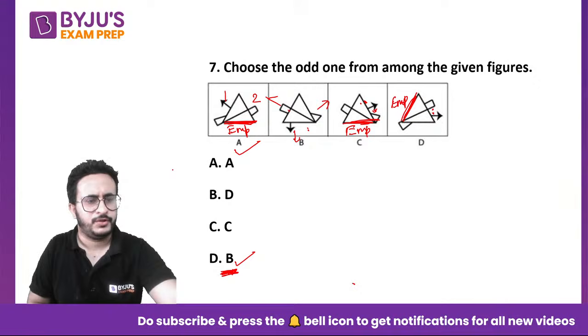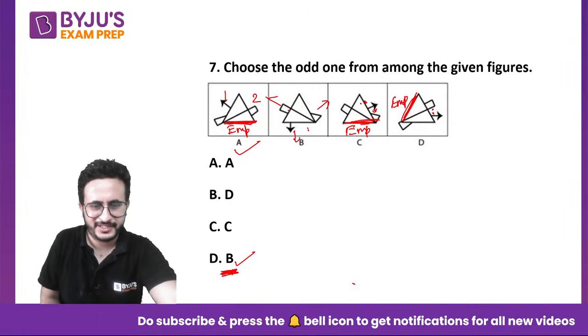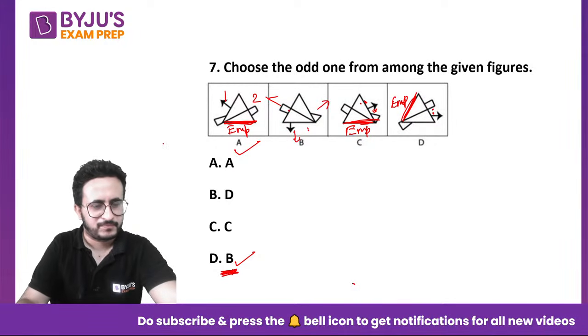Okay, all right, since the answer is given as option D, which is image B, we can figure out that the logic must be that all other triangles have one empty side. This does not have any empty side. Or there could be some other logic also to get any other option.